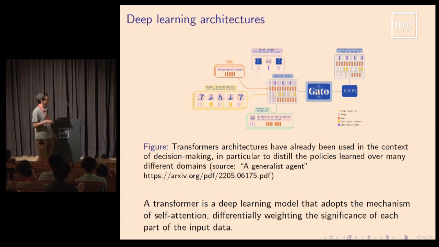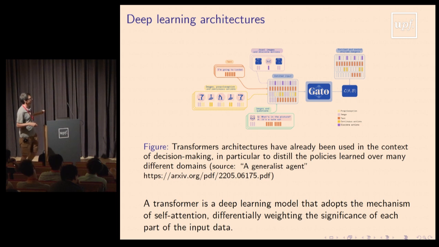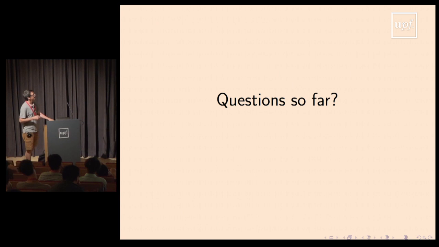So a transformer is a deep learning model that adopts the mechanism of self-attention, differentially weighting the significance of each part of the input data. But I will not go into the details of what a CNN is, what an RNN is, what transformers are, etc. Any questions? Yes.